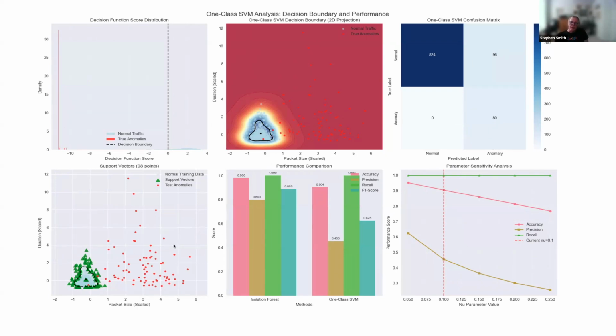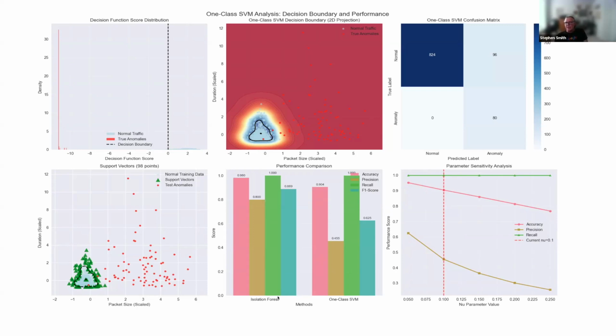We talked about the decision function. Let's talk about the performance comparison. This is a comparison between isolation forest, which was the previous graph, and one class SVM. And you can see how they compare, right? And again, F1 score is the gold standard, right? You want the best F1 score.